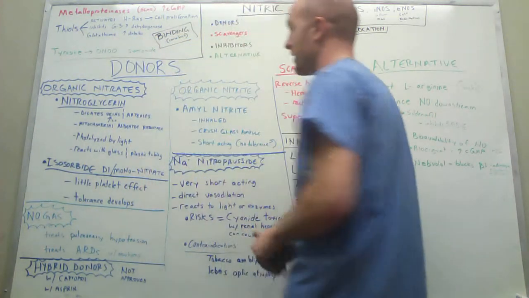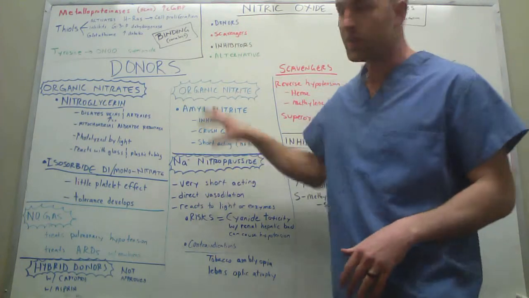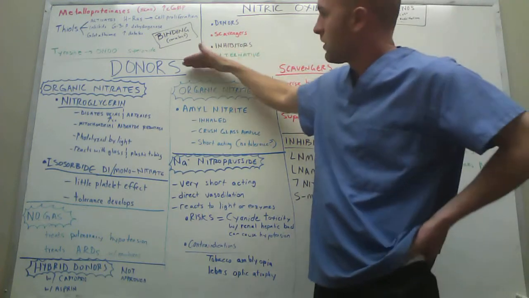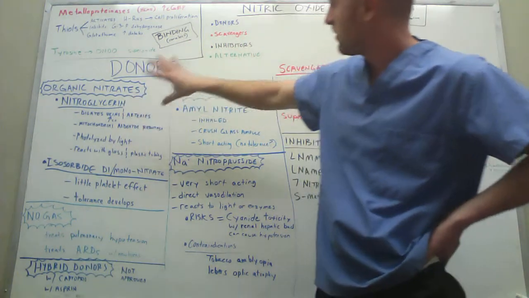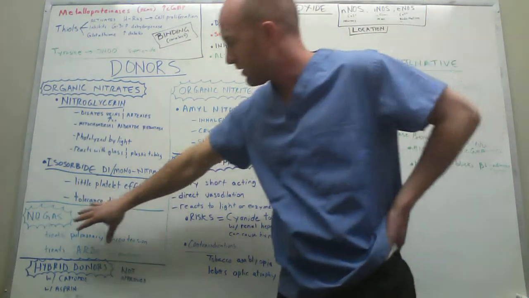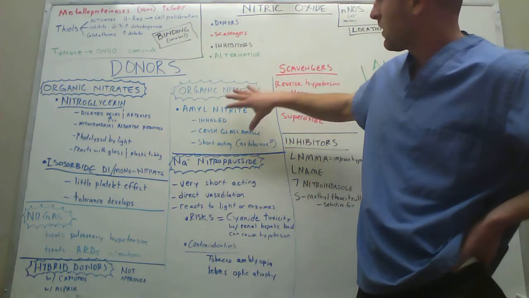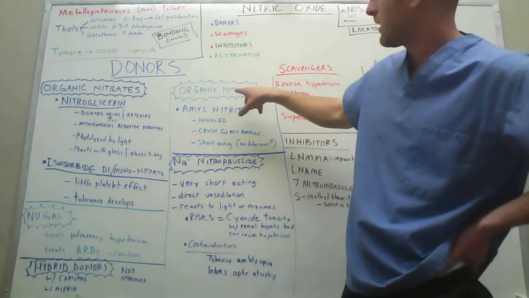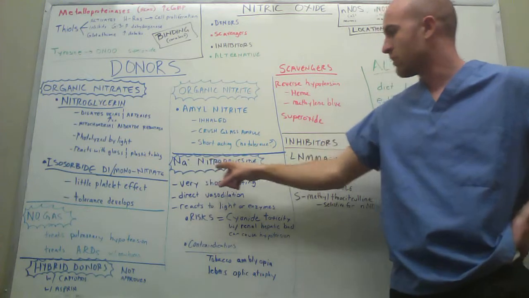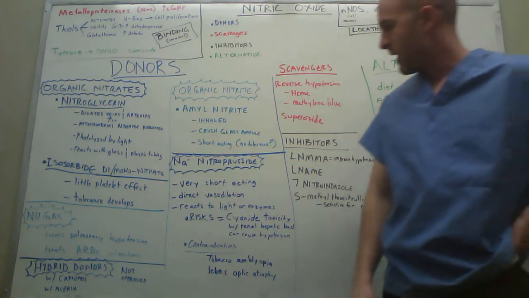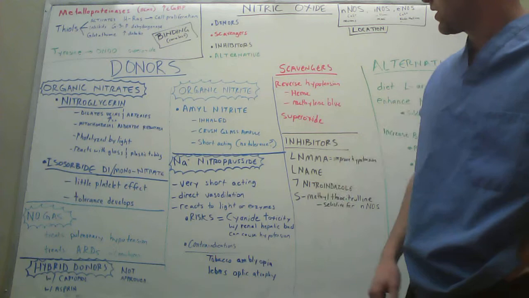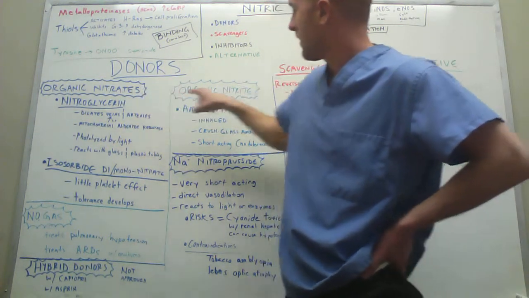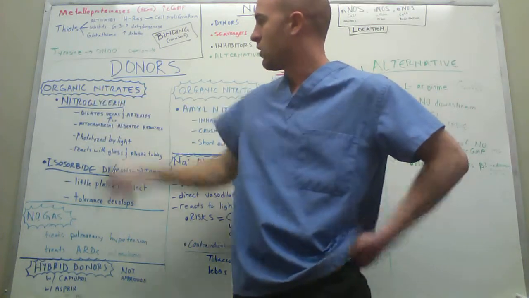Okay, starting over here with the donors. So this is the biggest section. There are four ways that things can interact with nitric oxide here. These donors: there are organic nitrates, there is nitric oxide gas, there is organic nitrite, this is organic nitrate, this is organic nitrite. There's also sodium nitroprusside, and those are the different ones here. So first of all, organic nitrate, nitrate, not nitrite. So there's two of them here.